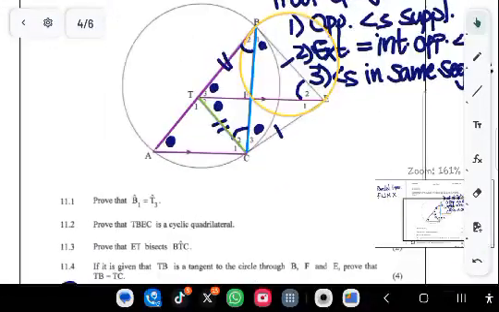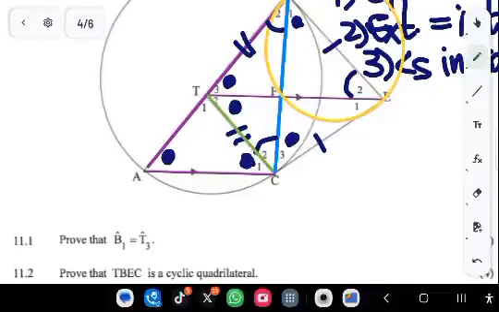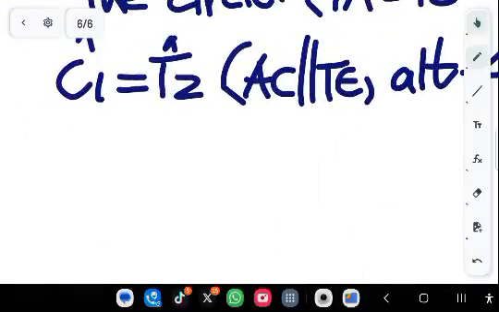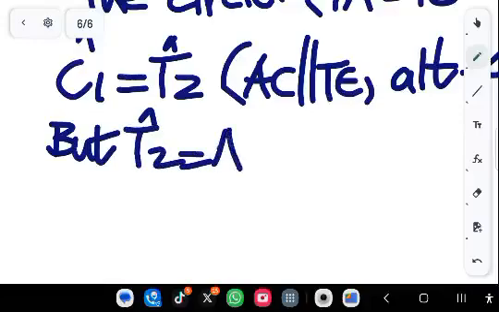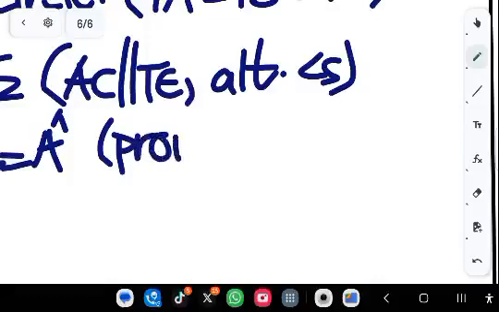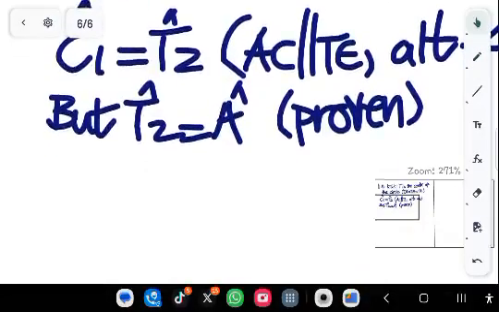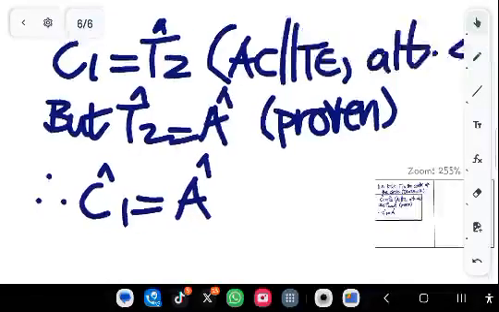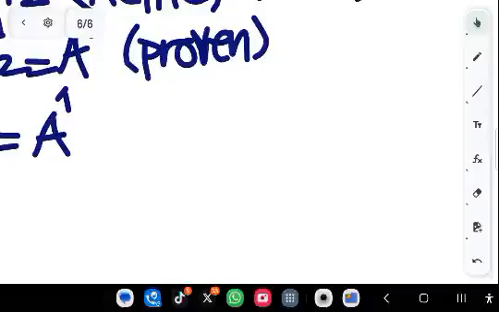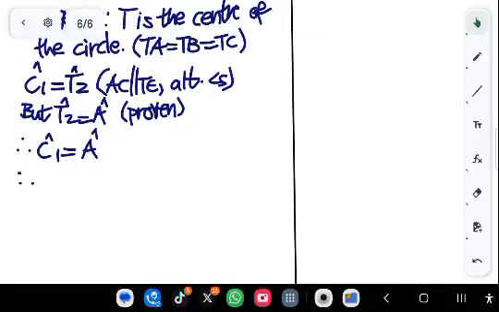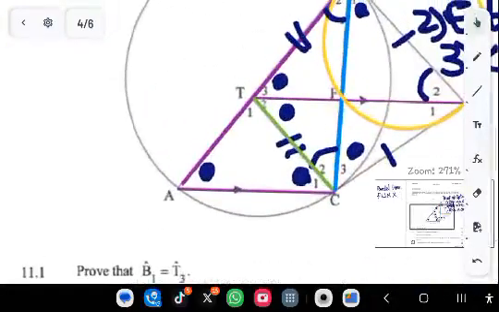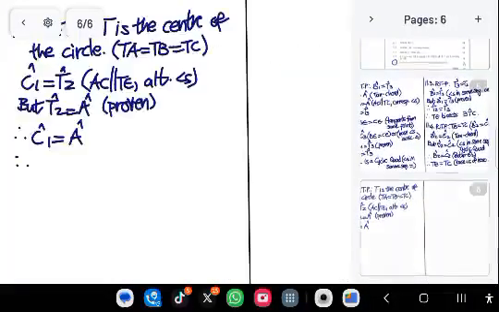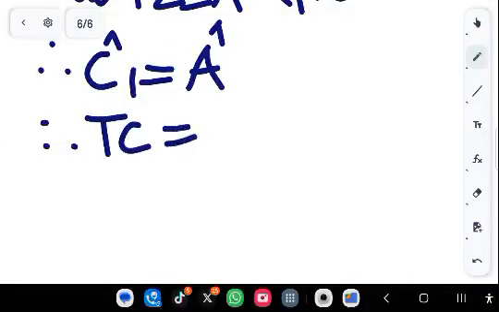But we've already proven that angle T2 equals angle A. Meaning that, therefore, angle C1 is equal to angle A. Because angle C1 equals angle A, it means that TC equals TA.